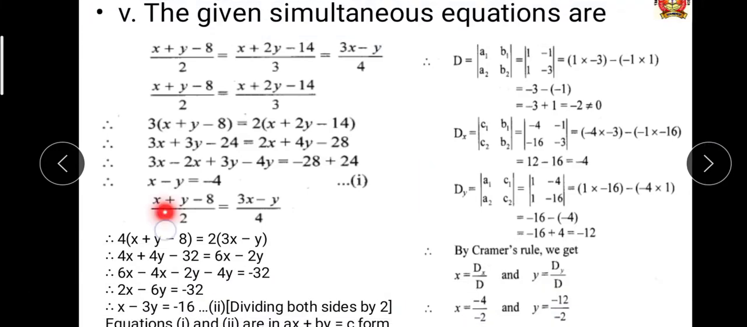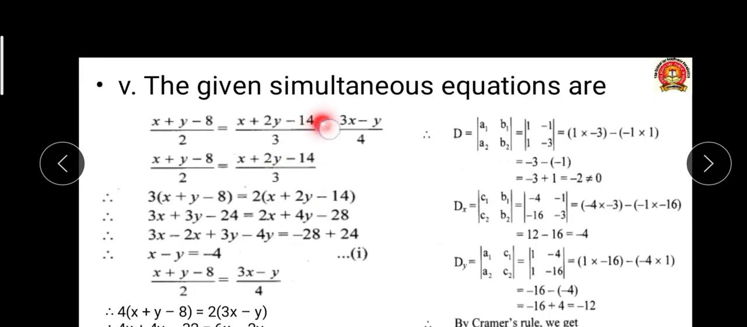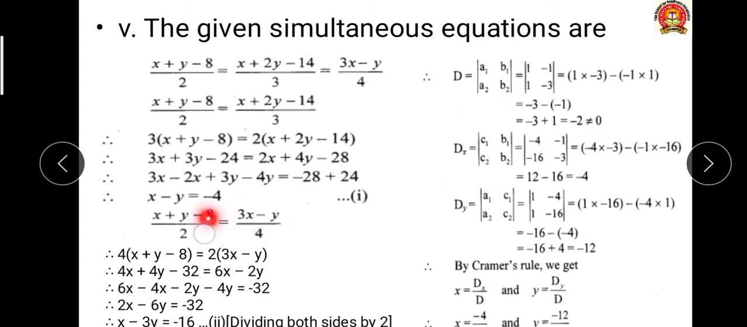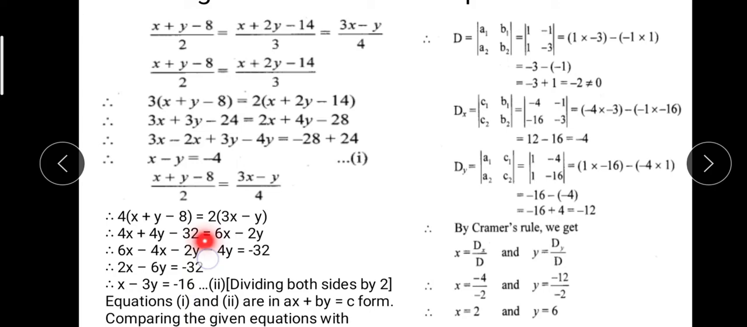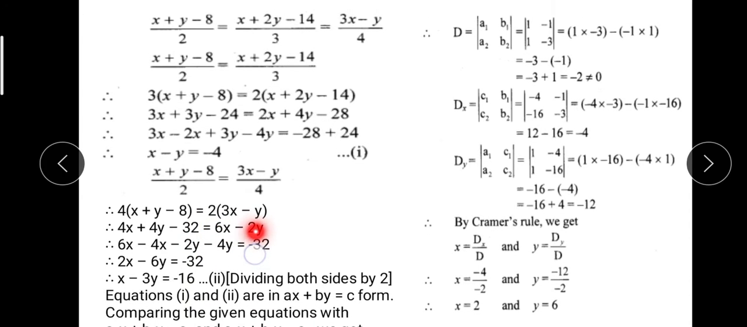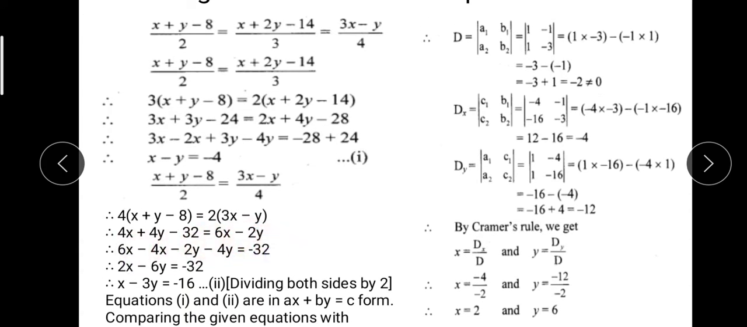So after solving this, now see, x plus y minus 8 by 2 and 3x minus y by 4. So do the cross multiplication. After cross multiplication, you will get the equation 4 in bracket x plus y minus 8 is equal to 2 in bracket 3x minus y. Now do the multiplication: 4x plus 4y minus 32 and 6x minus 2y. After solving this, you will get 2x minus 6y is equal to minus 32.